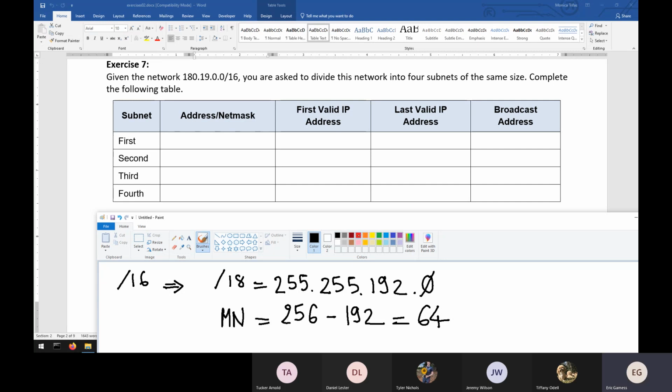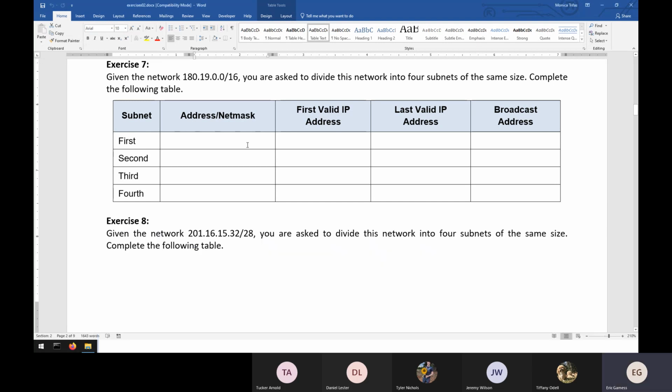It is in the third byte. Note here, we find that the last byte that is not 0 is the third byte. So it is in the third byte. So what can I say? When I go by step of 64 in the third byte, I come back here.